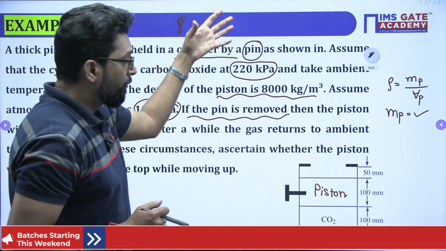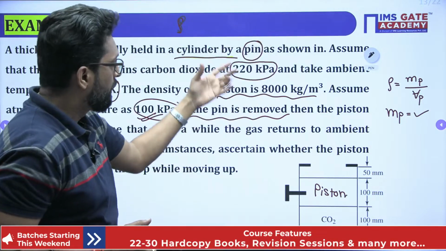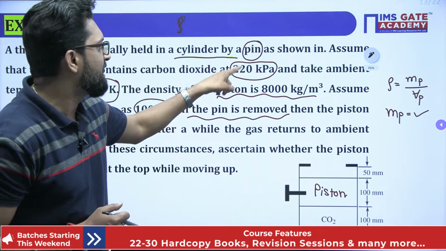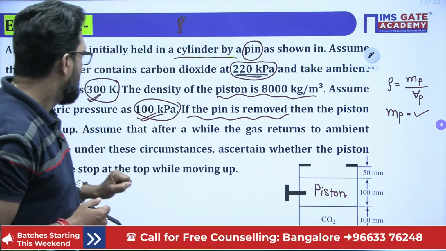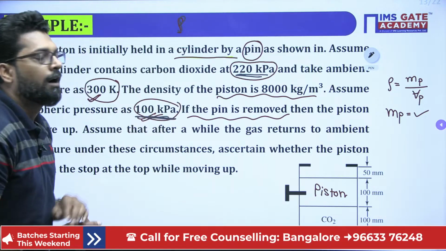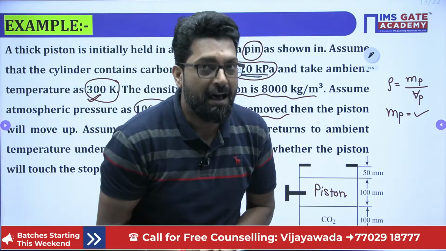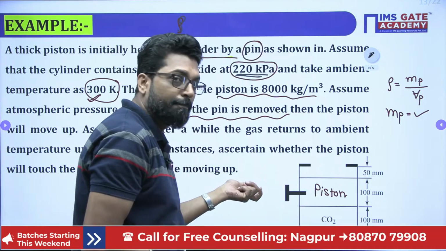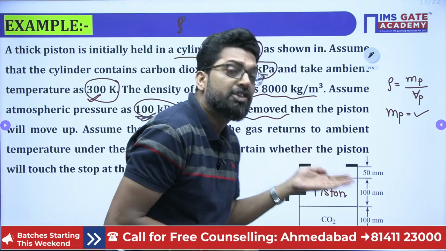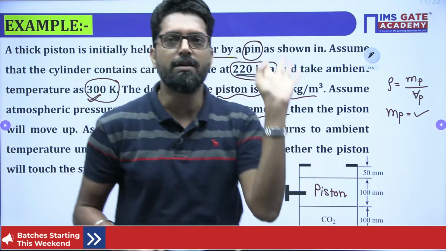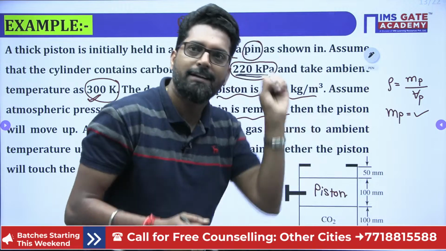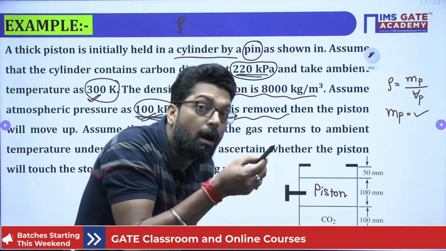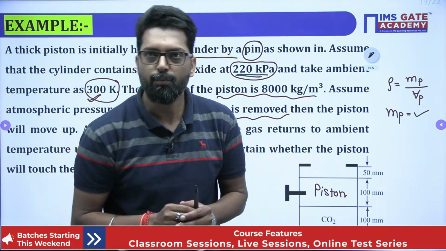If you read the given data of the question, inside pressure is high, that is 200 kilopascal, and outside pressure is low, that means 100 kilopascal. There must be a pressure imbalance. That means inside pressure is high, outside pressure is low. If we eject the pin, it is obvious that the piston will move up. This is one point which is very clear: if we eject the pin, the piston will try to move up.